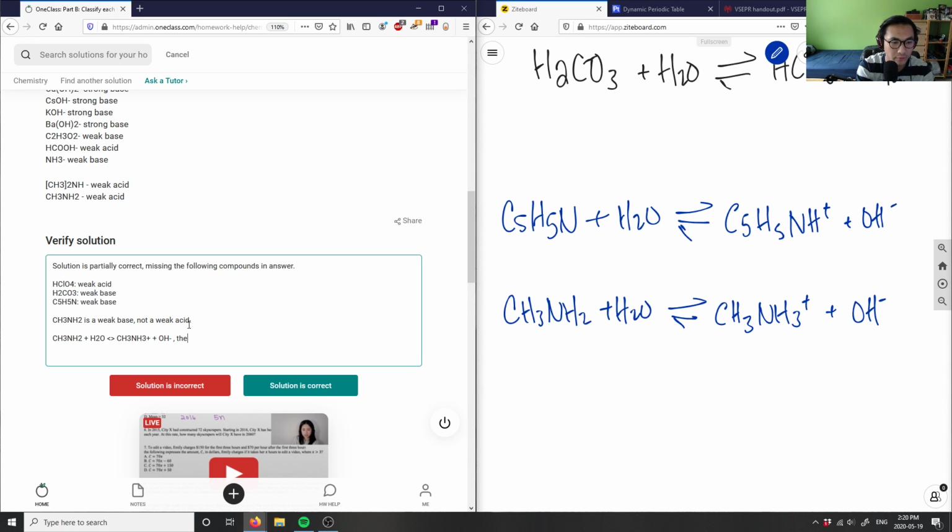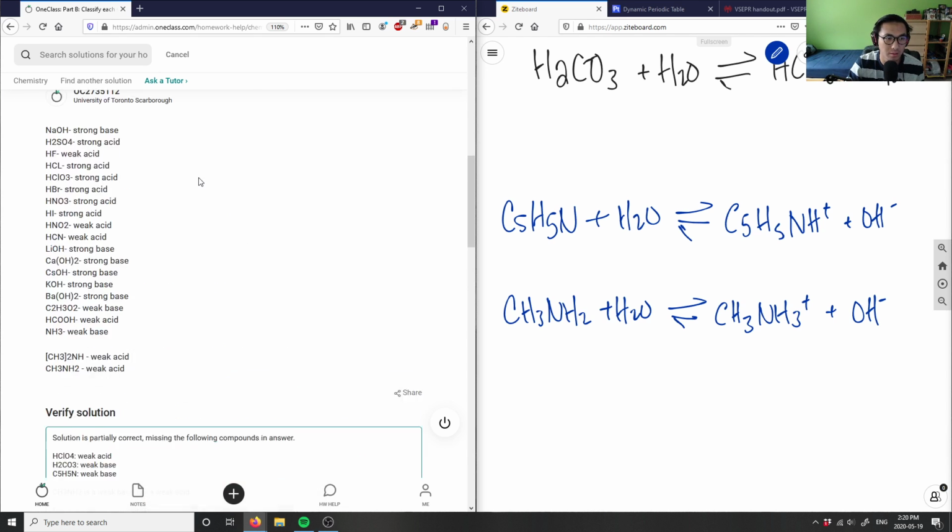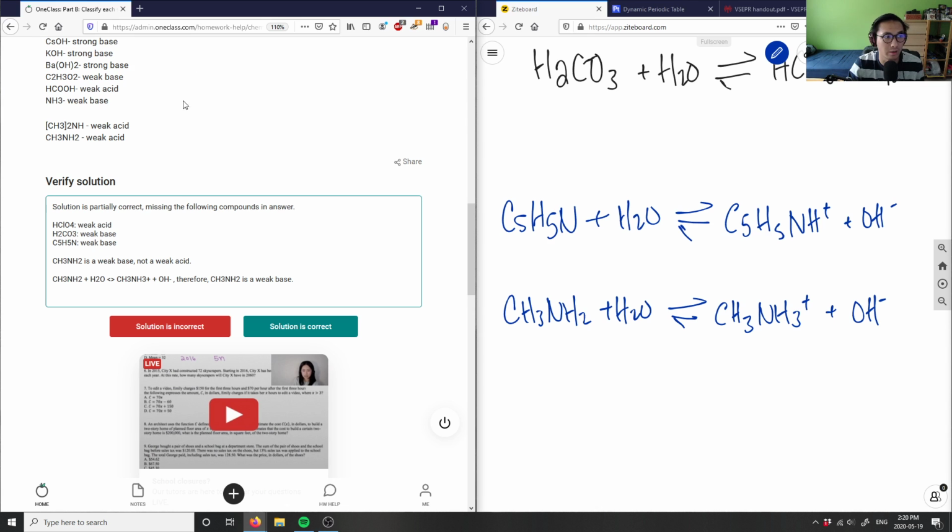So right, therefore, CH3NH2 is a weak base. Okay. So I'm going to say solution is partially correct. They're missing some answers. So I'm just going to say solution here is incorrect just so I can check this answer for them as well.